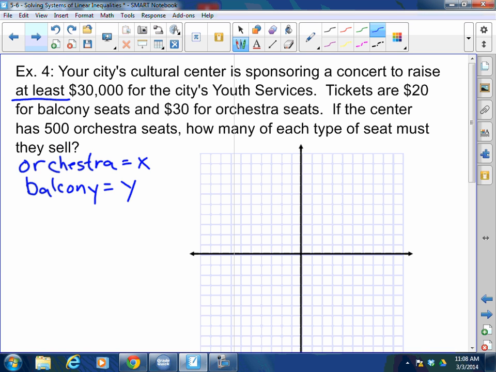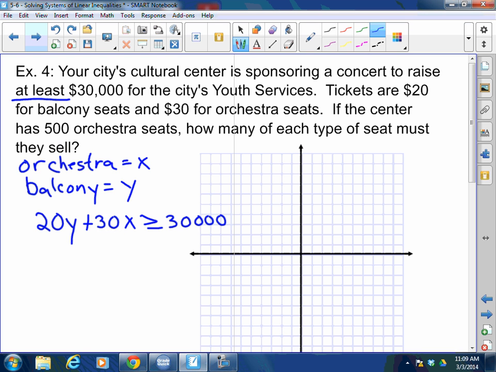How much money do they want to raise? At least $30,000. So $20 for every balcony seat, plus $30 for every orchestra seat. Has to be at least. What does at least mean? Greater than or equal to 30,000. Phenomenal. Does everyone understand that first equation?